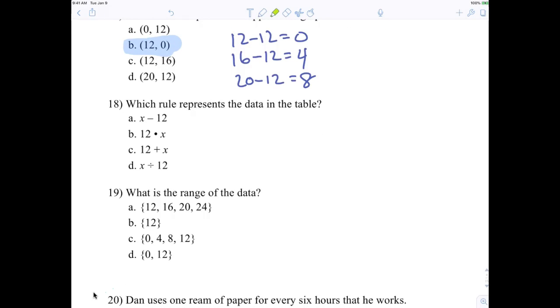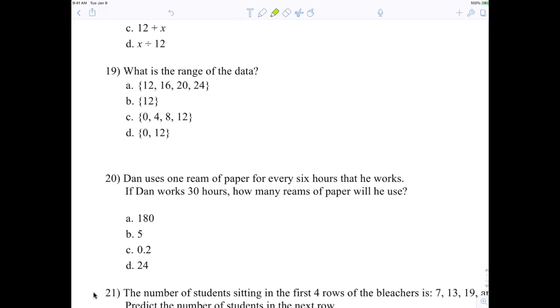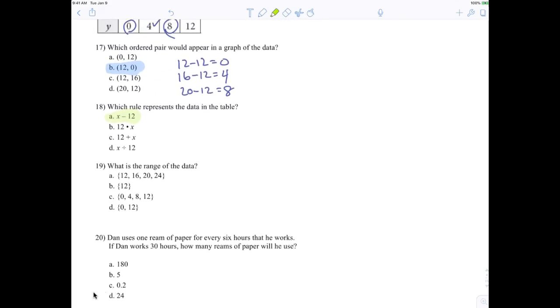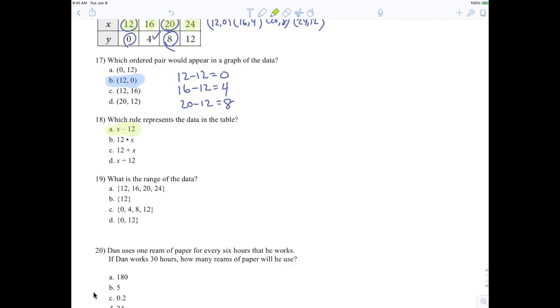So the correct answer was A. All right. Now, what is the range? What's the range? Do you remember? That's question number 19. 0, 4, 8, 12. I'm proud of you. All right, C is correct. It's the y values. That's all it meant. So what did I do? I looked up at my table, and I just found all the y values, 0, 4, 8, 12.